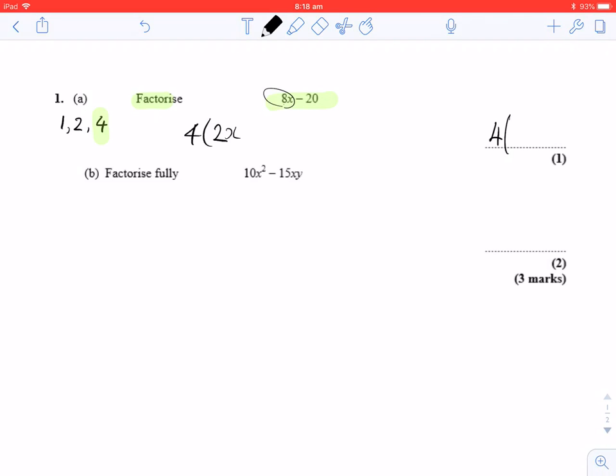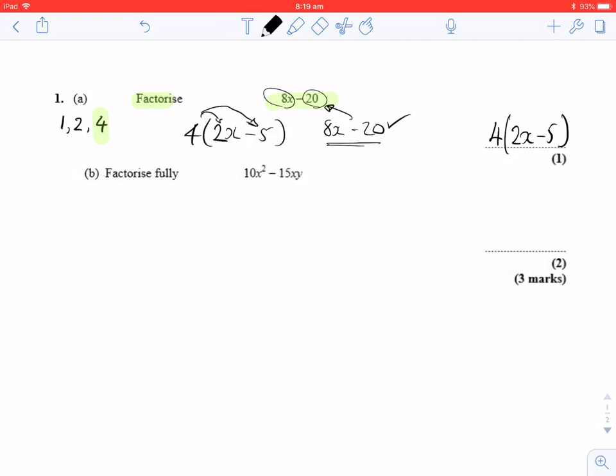Now I've got a minus sign there, so I'm going to put a minus sign in here. And then I look and see what I need to times my 4 by in order to get to my 20. Now 5 4s are 20, so we've got a 5 in there. And then we've got our answer, 4 brackets 2x minus 5 close brackets. The way we can do a check if we want is we can expand the brackets. So I can do 4 times 2x is 8x, and 4 times minus 5 is minus 20, and we should get exactly what we started with there, so that checks out.